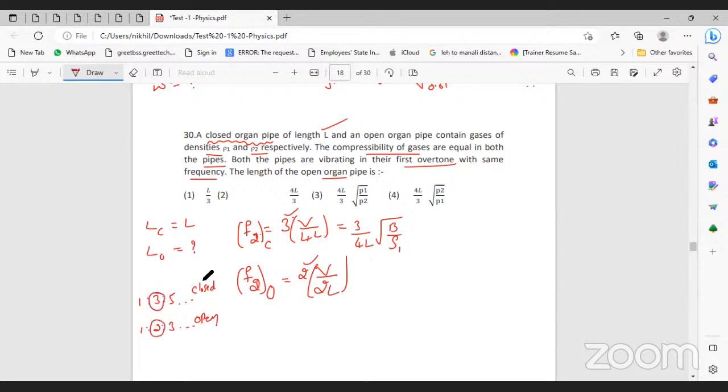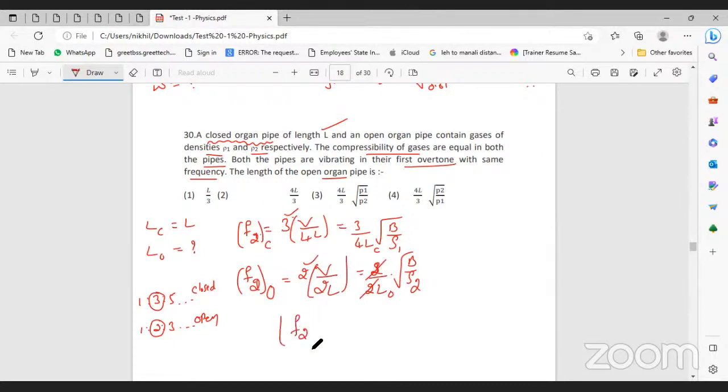Here it is 3 times, so 3 times 2 times. So this can also be taken as 2 by 2L, and v can be taken as root of B by rho 2. This length corresponds to the closed pipe, and this length is the length of the open pipe. So here you can cancel out.